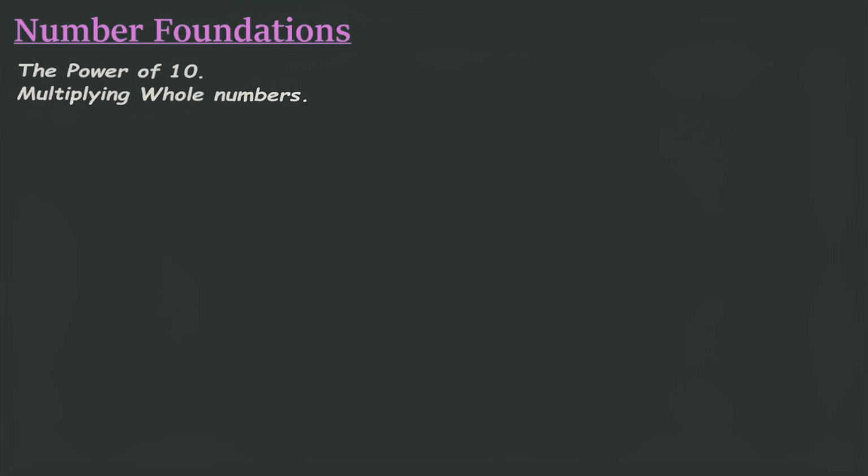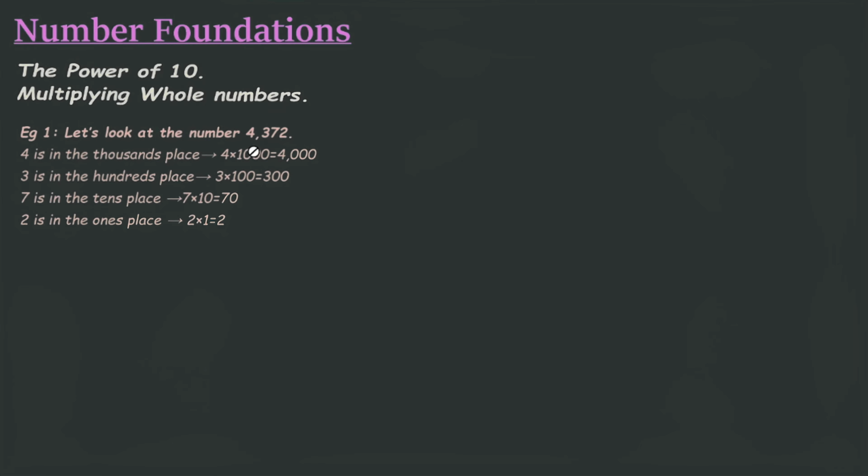Now that we understand the theory, let's look at a practical example. The number 4,372. To find its true value, we look at the position of each digit. The 4 is in the thousands place, the 3 is in the hundreds place, the 7 is in the tens, and the 2 is in the ones. When we organize this into a place value table, you can see how each digit carries its own weight. This is called expanded form. It is the DNA of the number.